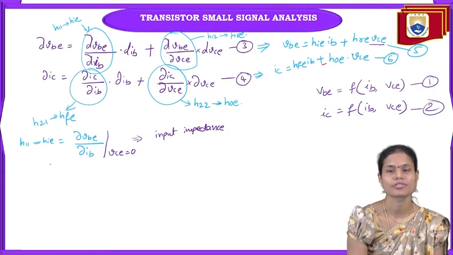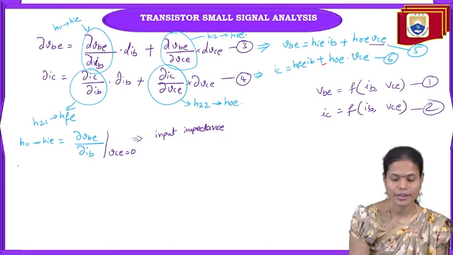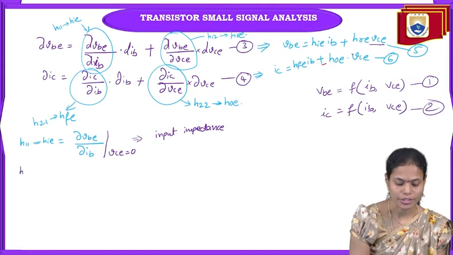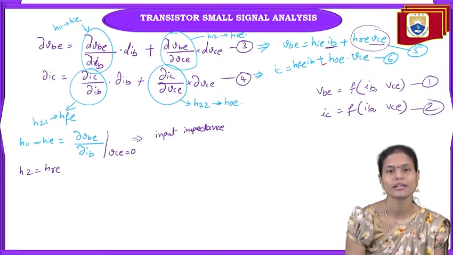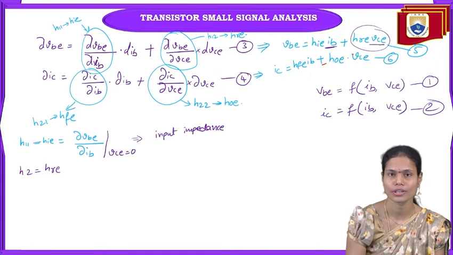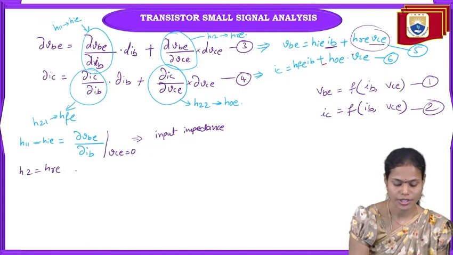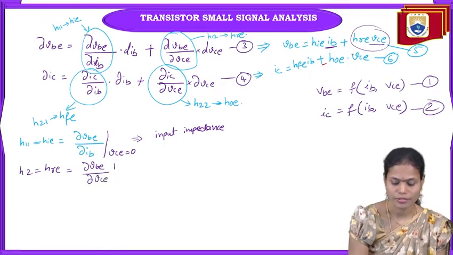So the parameter HIE is called the input impedance. And similarly, the second parameter, that is H12, is nothing but HRE. To find this HRE value, we have to make IB as 0. We have to open circuit the input current which is flowing in the transistor. So once we open the input terminals, we get it as dou VBE by dou VC when IB is equal to 0.